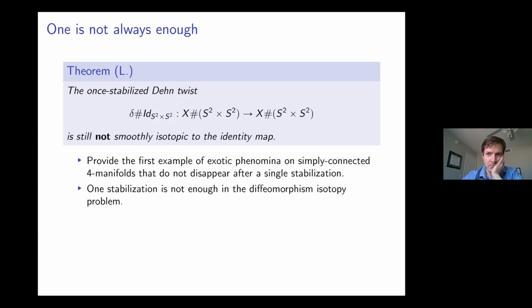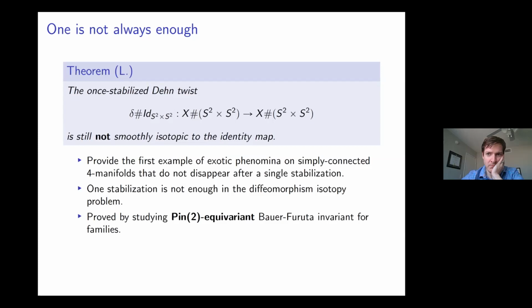Okay, and the implication of this theorem is that one stabilization is generally not enough in this diffeomorphism isotopy problem. And it actually forms an interesting comparison with this result that one stabilization is enough in the surface isotopy problem.